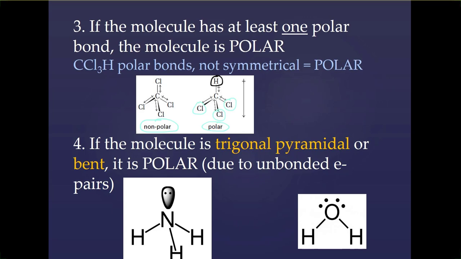There are 2 shapes that just knowing what this shape is, it will automatically be polar. And that is trigonal pyramidal or bent shape. And that's because it has these unbonded electron pairs. Those unbonded electron pairs, that is where it's going to be a little bit negative. Over here by the hydrogens, they will be a little bit positive.